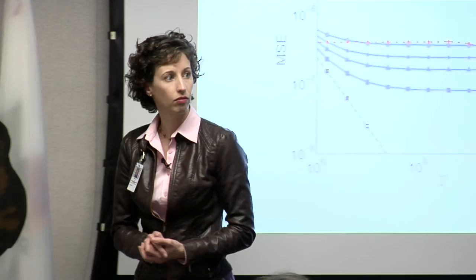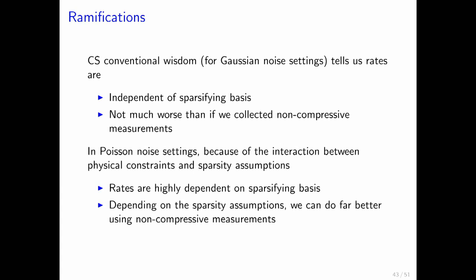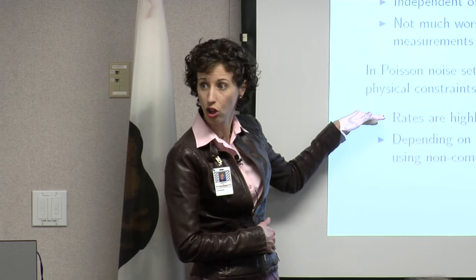Okay, so I only have a couple of minutes left, and I just want to say a couple more words. First of all, accounting for Poisson noise in these problems, I think, is pretty important. There are some pieces of conventional wisdom in the CS community, such as it doesn't really matter what our sparsifying basis is, or we're doing as well with compressed sensing as if we collected non-compressive measurements with some sort of clairvoyant knowledge of where the non-zeros were. And both of those things break down in this Poisson setting. So we get very different kinds of behaviors. Our performance bounds or our mean squared error rates really do depend on the sparsifying basis, especially at low signal-to-noise ratios.